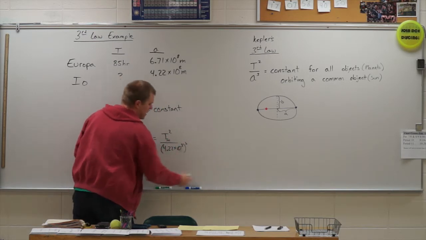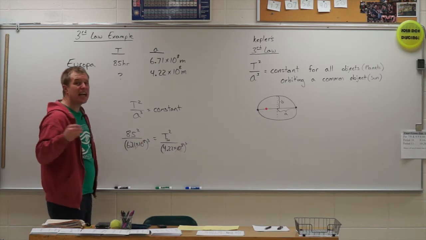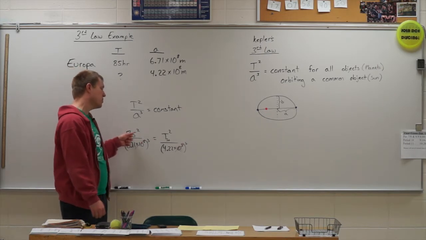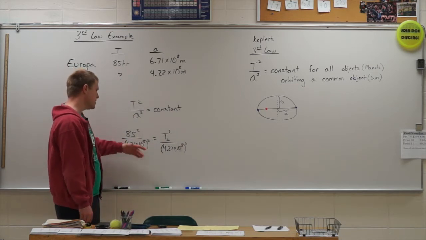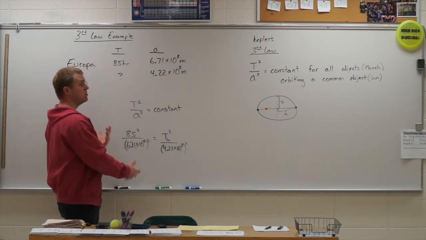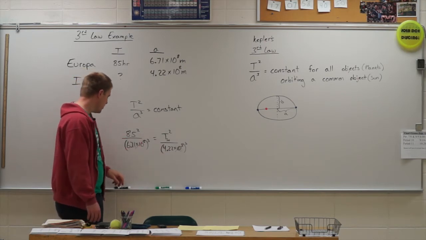We can cross some stuff out here, and this is kind of the nice thing about this equation is you just need common units. So if I put in hours, I get out hours. If I put in meters, I can get out meters. In this case, I might just say, well, I'm going to put it in terms of 10 to the 8th, and so I can just put in 6.71 and 4.22.